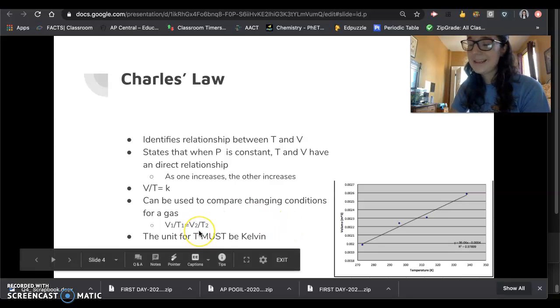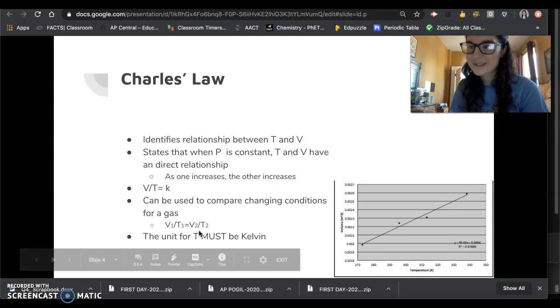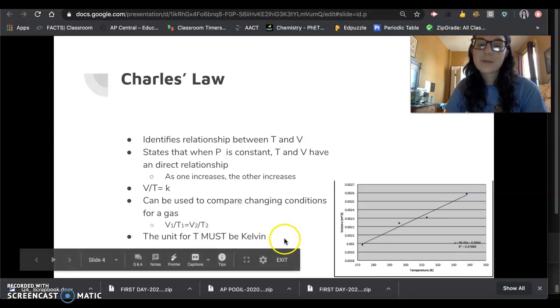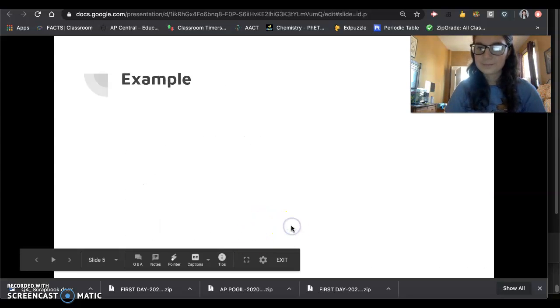For temperature, the unit has to be in Kelvin. Mathematically, it will not work out if you use Celsius. If you want to try it, you will see it will not work out. So we have to use absolute temperature for these gases. So temperature must always be in Kelvin.